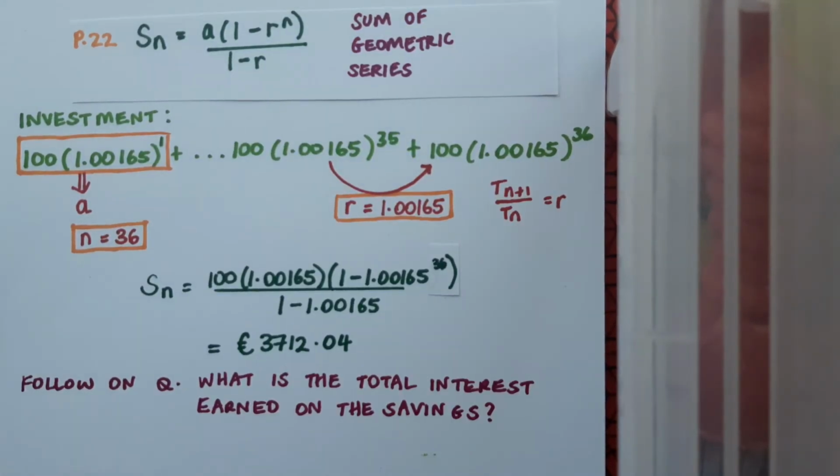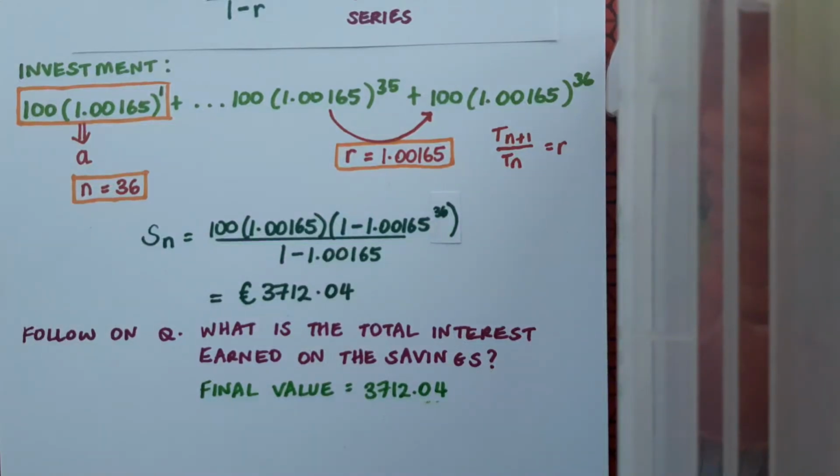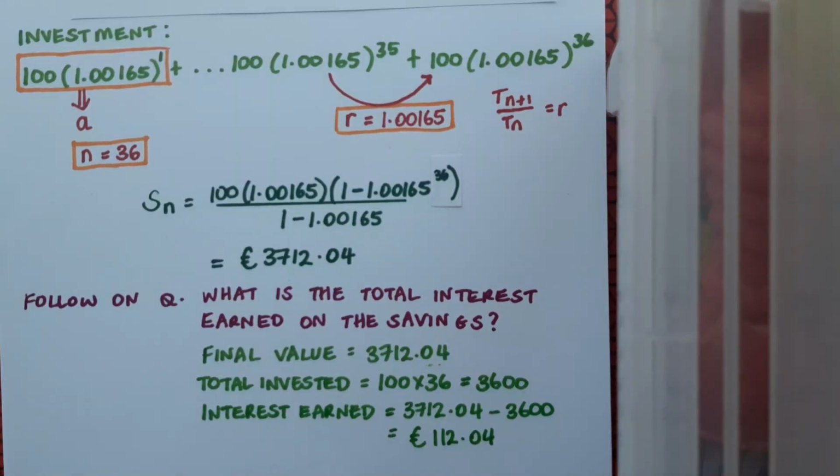What is the total interest earned on the savings? Pause the video here and have a think about this one yourself. And then when you've got a solution, play and see if you're correct. So the final value of my investment, as we just saw, is €3,712.04. The total invested in this case is 100 times 36, which is 3,600. And then all I have to do to find the interest earned on savings is simply subtract. And in this case, that's €112.04.